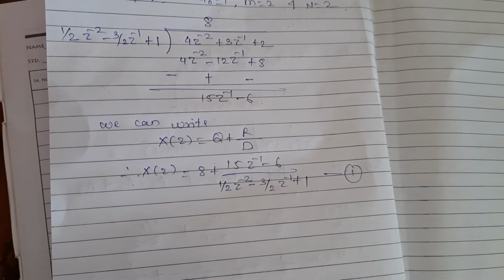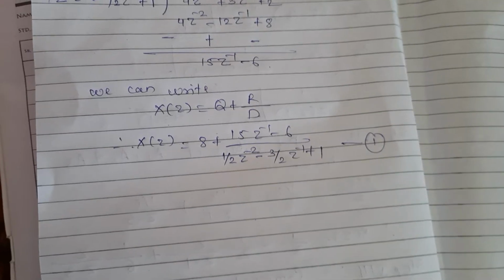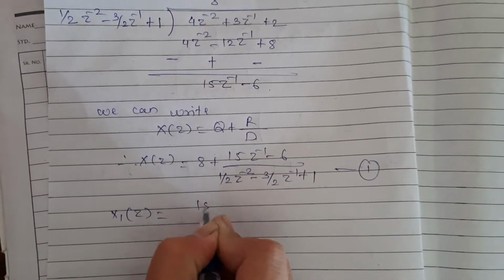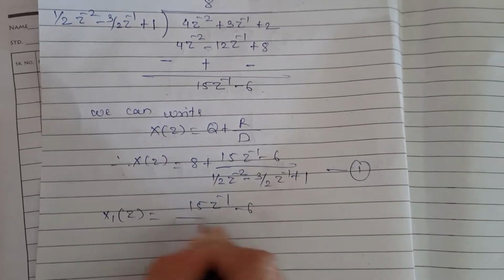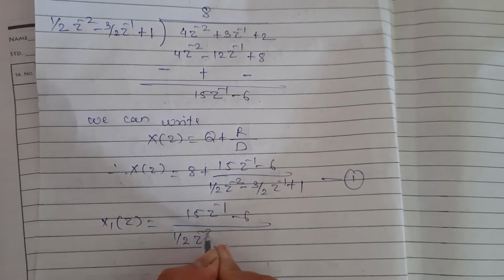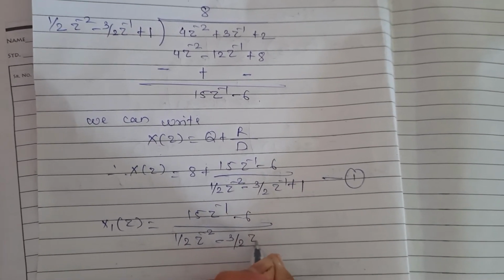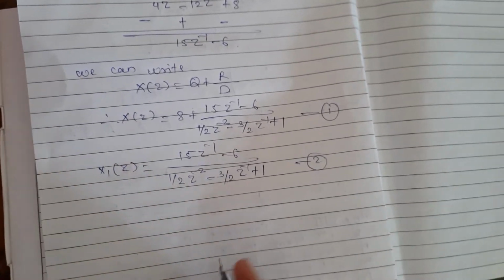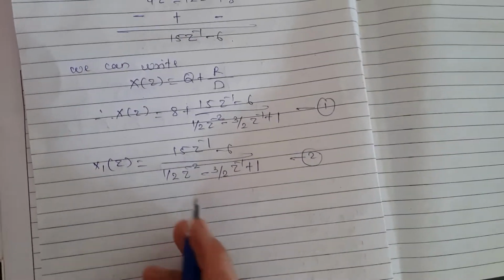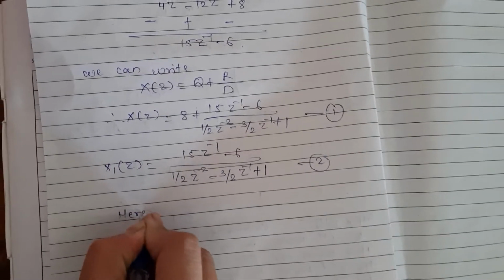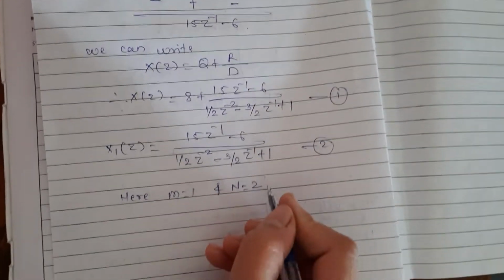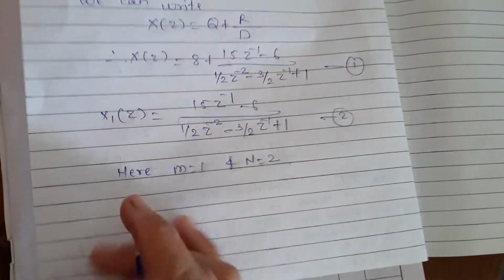So now consider X1 of z is equal to 15z raised to minus 1 minus 6, divided by half z raised to minus 2 minus 3 by 2 z raised to minus 1 plus 1. This is equation 2. Now first we will obtain the inverse Z transform of X1 of z. Now here m is equal to 1 and n is equal to 2. Thus X1 of z is in proper form.